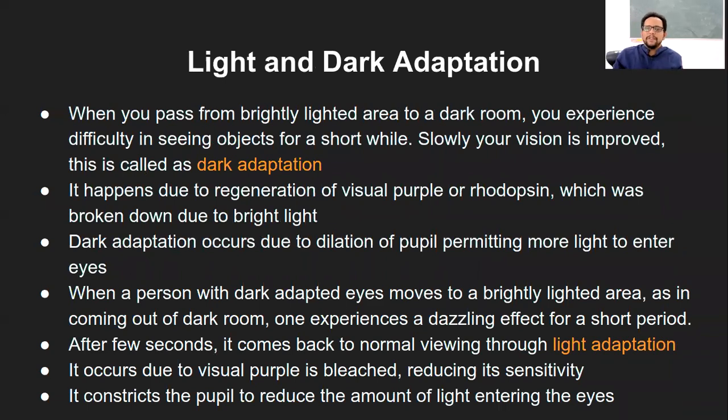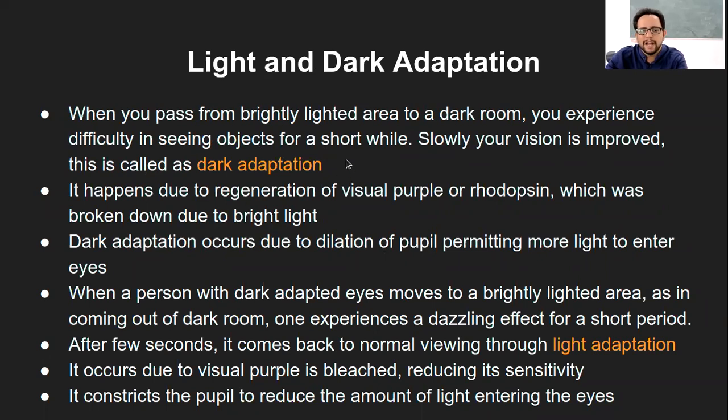Now, one of the very interesting phenomena that happens with our eyes, and I'm sure everyone would have noticed it sometime, is light and dark adaptation. Let's say you are moving from a very bright area to suddenly a dark area. What you experience for a moment is blurred vision, or difficulty in visualizing objects, if it is an immediate transition from a bright to a dark area. That is what is called dark adaptation.